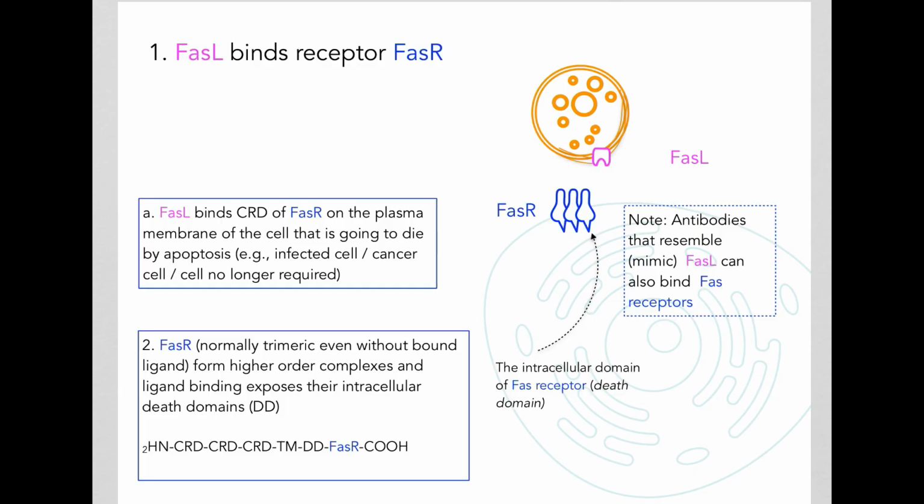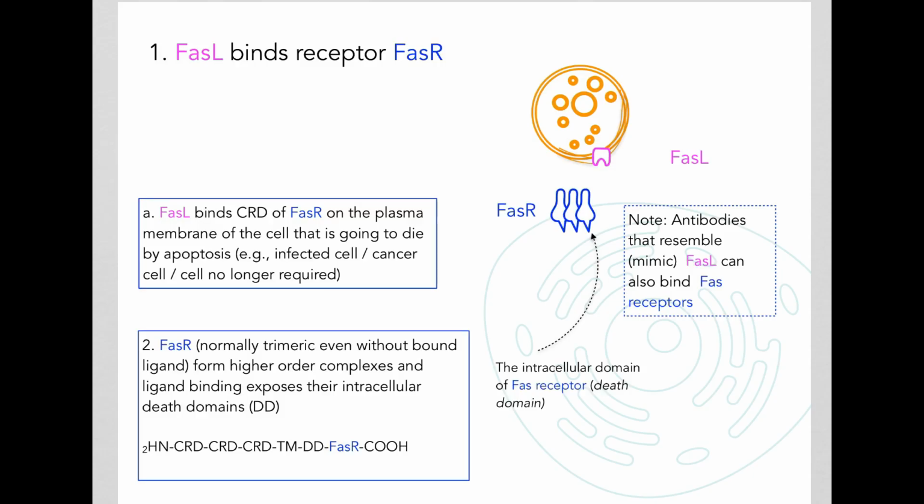The binding of Fas ligand to the receptor, to the Fas-R, causes the exposure of the DD domain of Fas-R. So this binding exposes the DD domain.